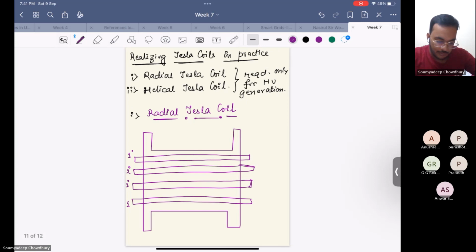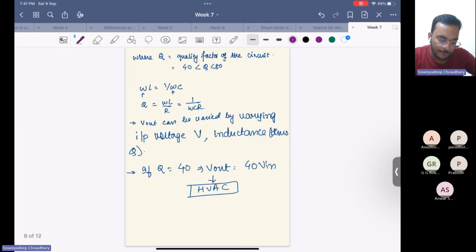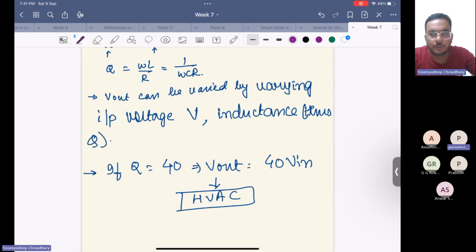Next class we will discuss the radial Tesla coil and helical Tesla coil once again. Is it fine? Any confusions? Mr. Purushottam, you had asked to discuss transmission line protection, right? Yes, sir. So next class will be the last class. You can prepare the entire subject and come up with your doubts. If anyone is registering for the exams, you can ask me your doubts and I will continue whatever I was teaching.